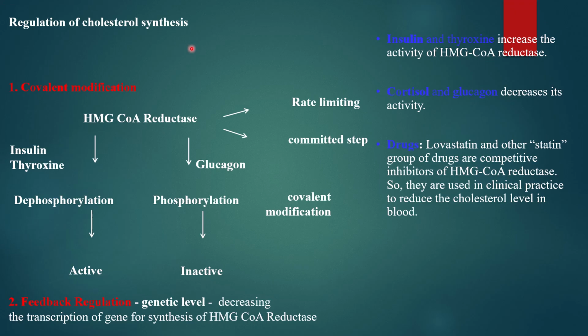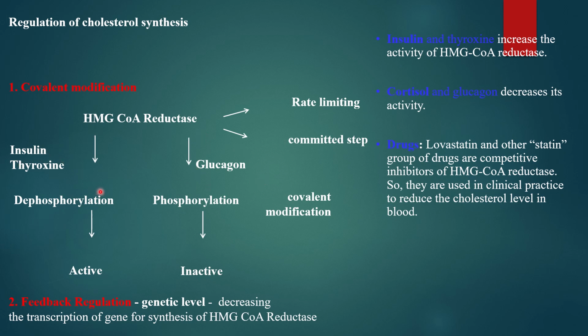Regulation of cholesterol. As I have already told you, HMG coenzyme A reductase is the main regulatory rate limiting enzyme of this pathway, because this is the slowest step. So all the rate is dependent on this. This is regulated at the level of hormones by two important hormones. One is insulin, and thyroxine, which favor the synthesis of cholesterol, while glucagon disfavors the synthesis of cholesterol.